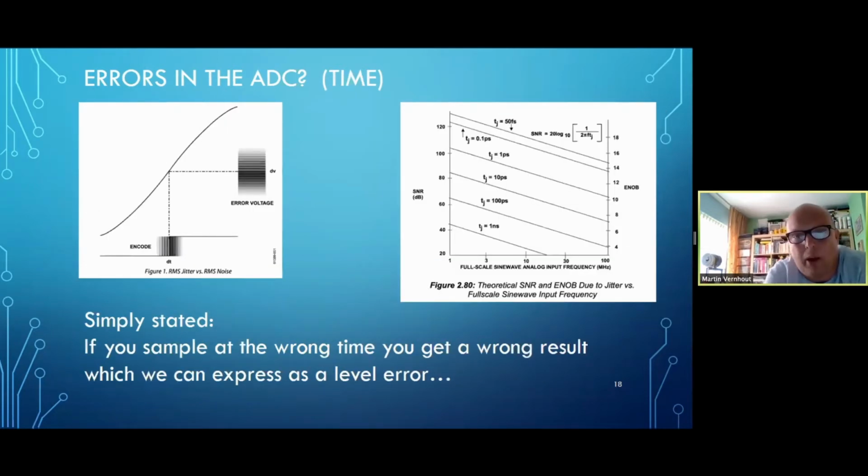So if we have errors in the value, we can also have errors in time, because if you sample at the wrong time and your signal in the world is changing, you're looking at something which is not linked to the time slot. So we can express it as a level error, and that means the number of bits, the number of quantization levels in your ADC, is actually also linked to the amount of jitter, time variance on your sampling clock.